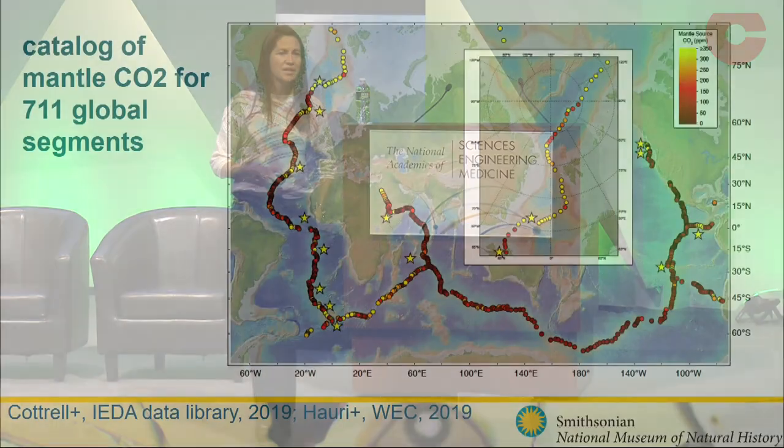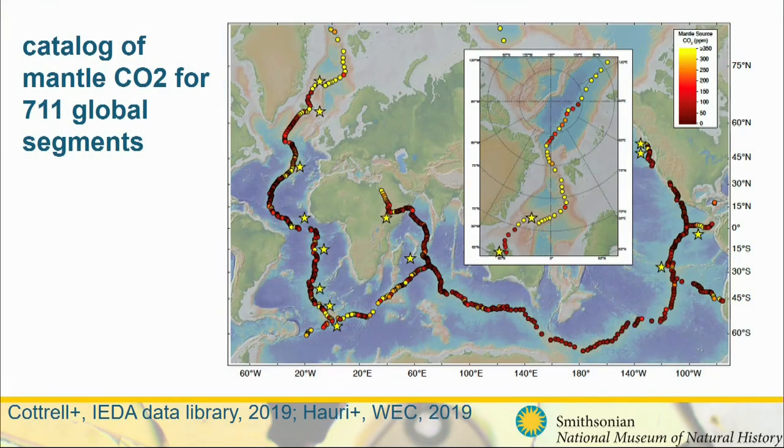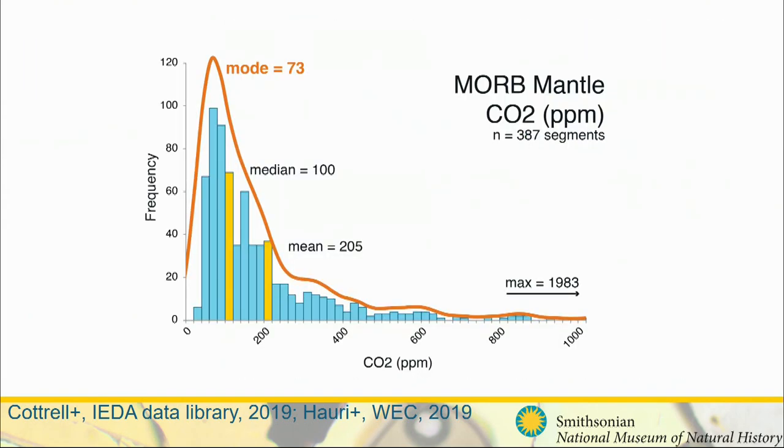We can also take these primary CO2 concentrations and do the back calculation through the batch melting equation to get to the mantle concentration. And so we also mapped mantle concentrations of CO2 around the globe. And when you do that, you get these data here with a median of 100 parts per million and a mode, or a most commonly found CO2 concentration, of 73 parts per million. And you can compare this to a lot of other work that's been done. This is lower than some and higher than others.